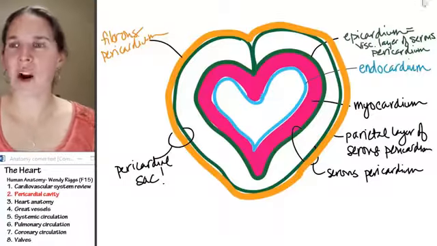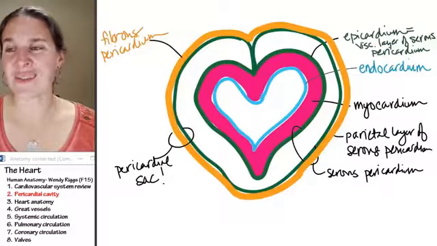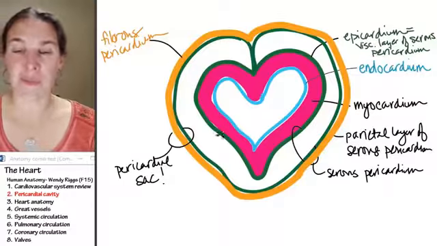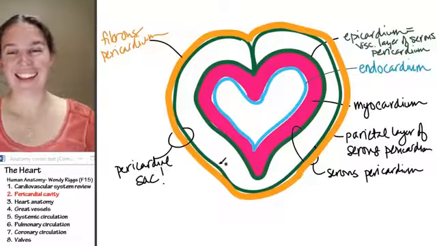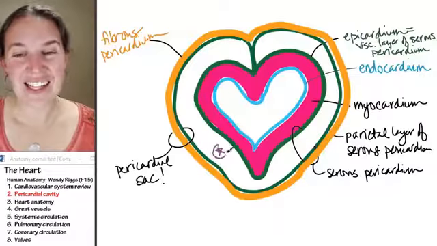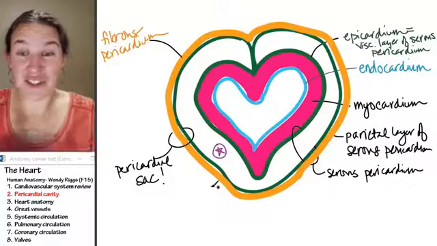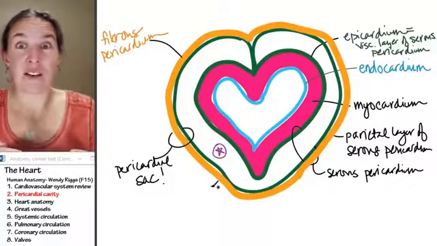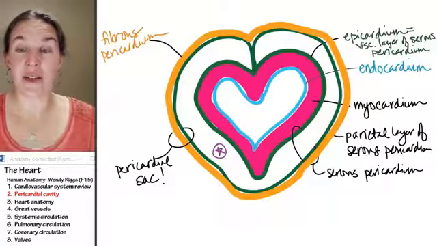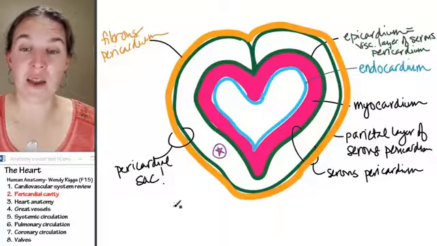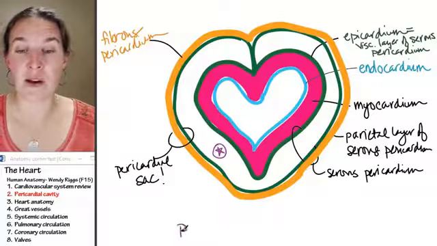Now, where's my pericardial cavity? Because, you know, we got to have some more things to label. Where's the cavity? The cavity is between my visceral layer of the serous pericardium and my parietal layer of the serous pericardium. So this right there is the pericardial cavity.